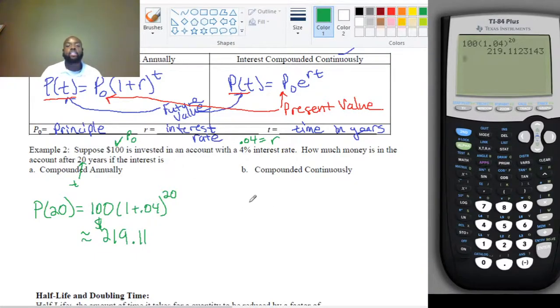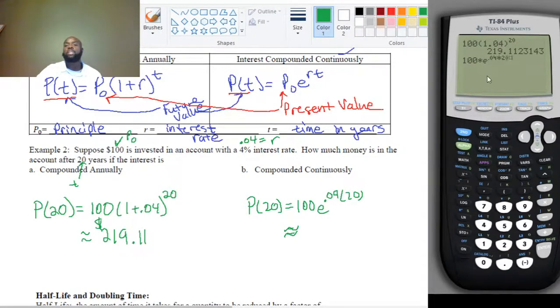And then here, when it's compounded continuously, 100 times e to the 0.04 times 20. I can get an approximation, so I'm going to use the approximately equal sign here. I'm going to put that in my calculator, so I have 100 times second natural log for my e, and I'm going to have 0.04 times 20.